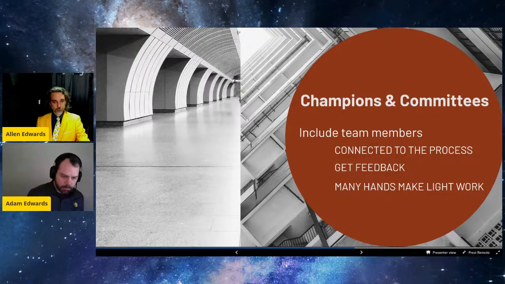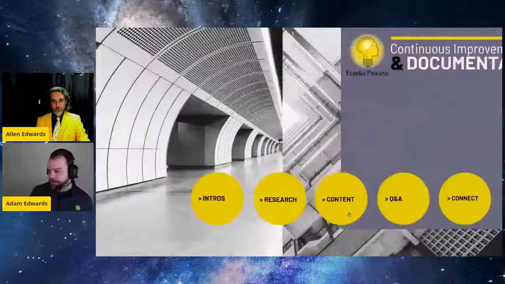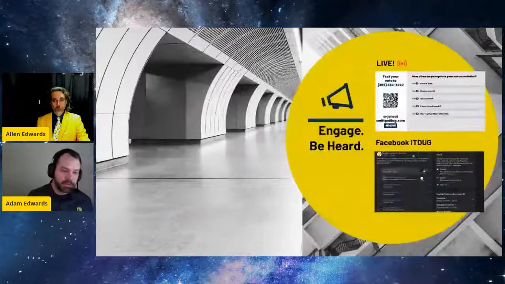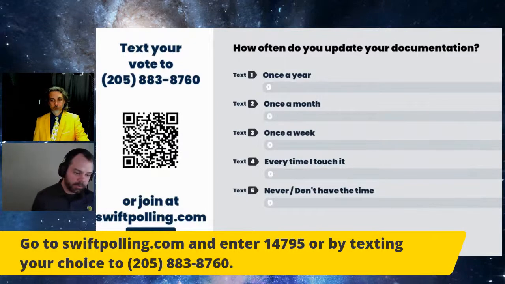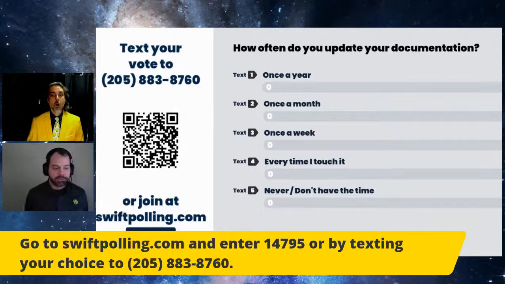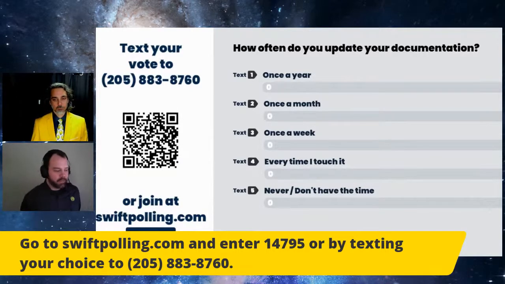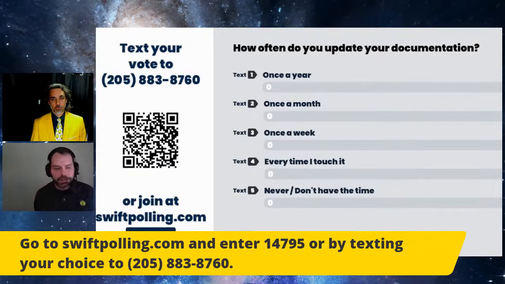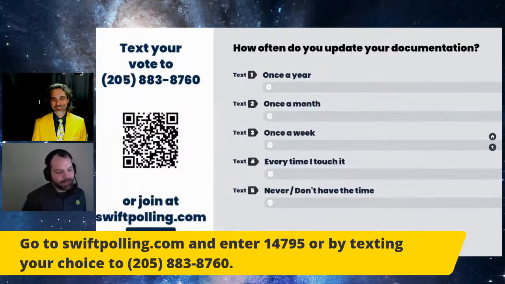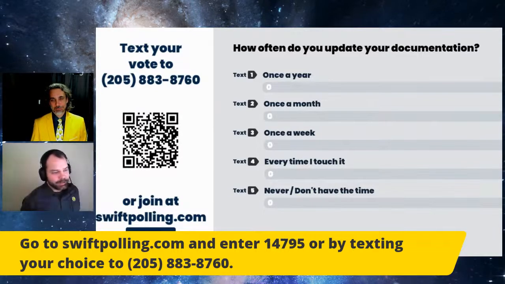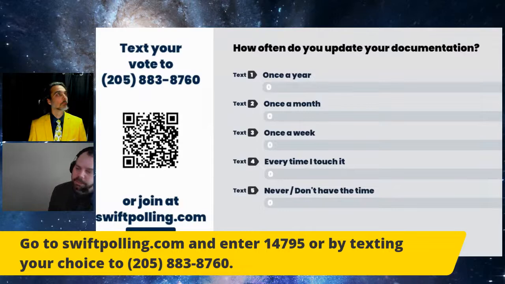We do have a poll that we can reference if we want to do that now. It's going to be related to the next thing we talk about. So you can see that live data. This is going to be at swiftpolling.com. You'll go there and enter your number at the bottom. There's also a QR code, and you can text as well. The code to enter is 14795, or you can text 205-883-8760. Our question is, how often do you update your documentation? Is it once a year, once a month, once a week, never? And the last option is, every time you touch it. This is a live poll now. You can go in and enter on here. This poll was on our Facebook already, but here you can see it, and you can enter how often you think you should update your documentation.